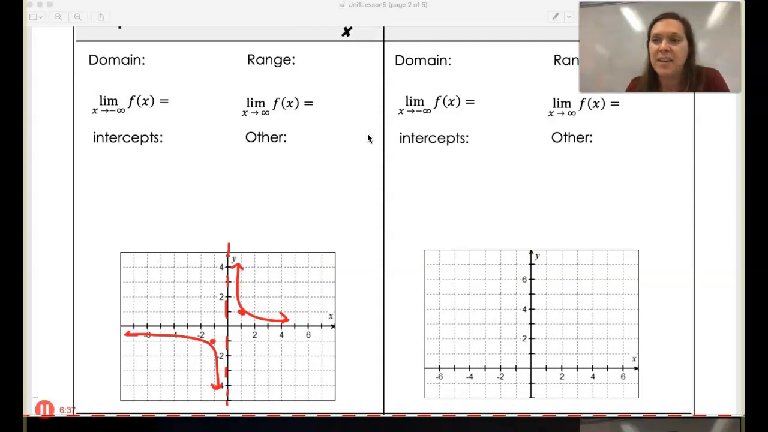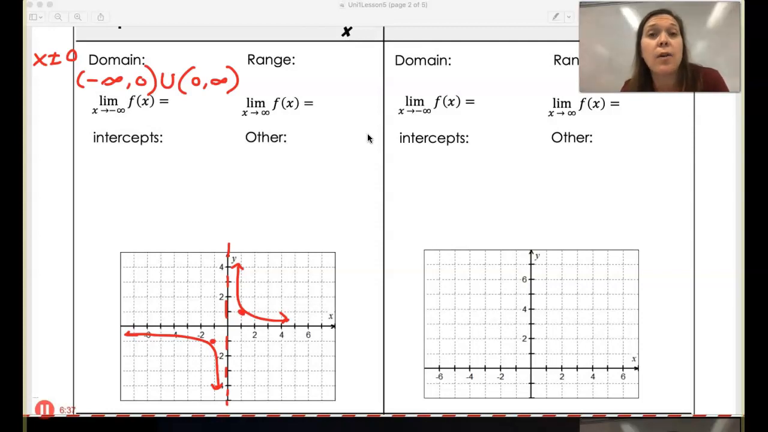We'll go with it. Okay, so what is the domain? Well, the domain is everything excluding 0. So x cannot equal 0. Do we remember how to put that in interval notation? Well, let's get the left interval first. So we're going from negative infinity to 0, open parenthesis, we're not including it, with the union of, now let's get the right side, 0 to positive infinity.